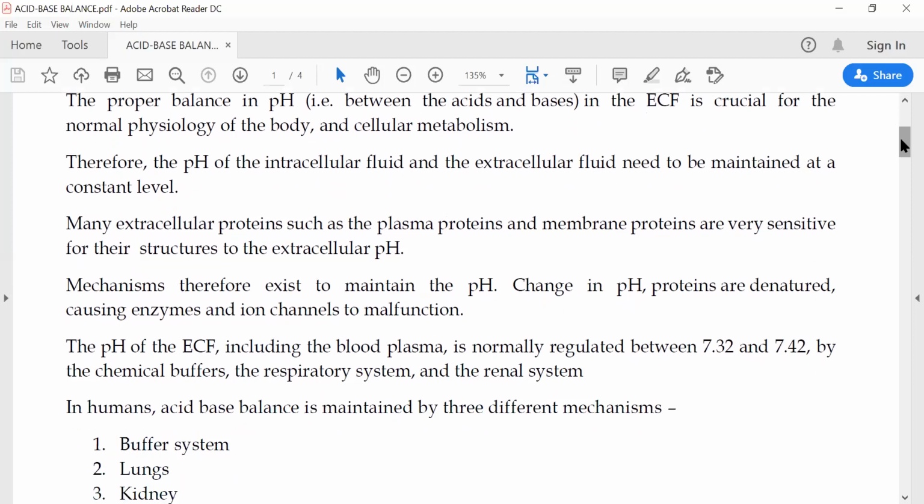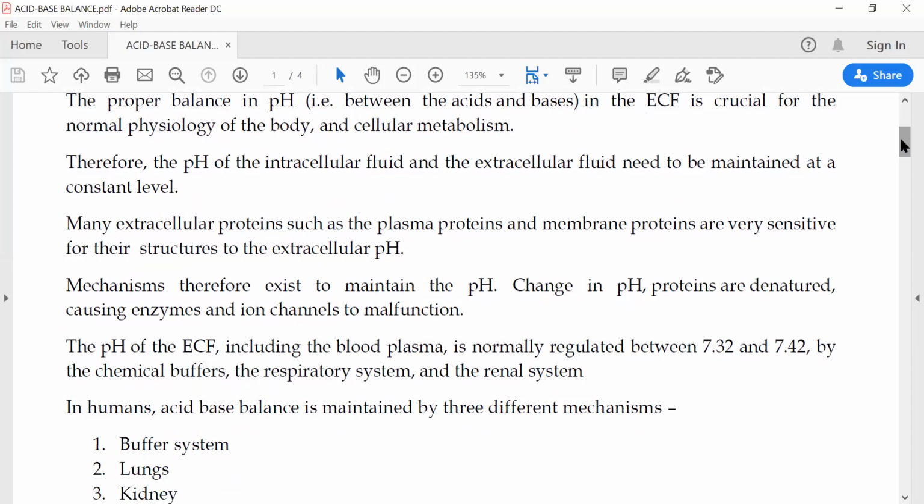Now we have three different mechanisms by which the pH of our extracellular fluid is maintained. The first one is the buffer system. So we have certain buffers which are going to maintain the pH of our extracellular fluid. The second is the respiratory system, which includes the lung. So the lung is also involved in maintaining the pH of our body. And the third one is the renal system. Renal system means the kidney is basically involved in maintaining the pH of our body.